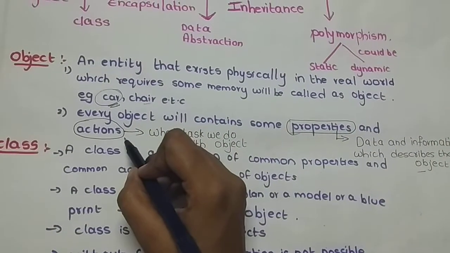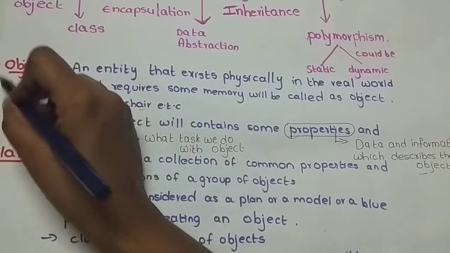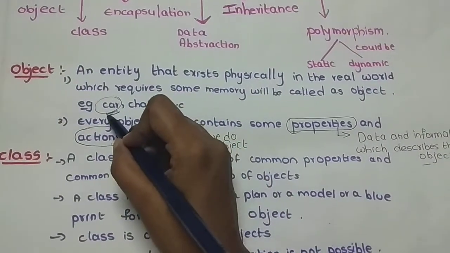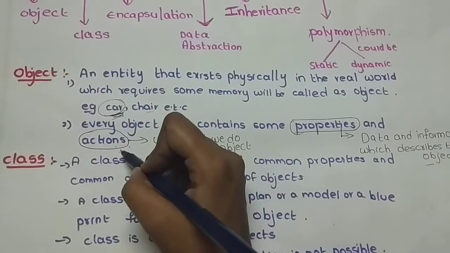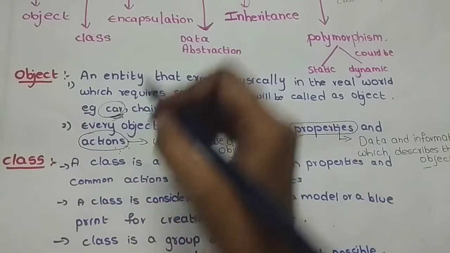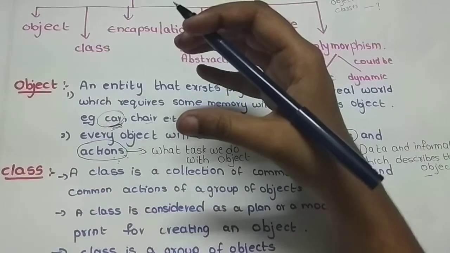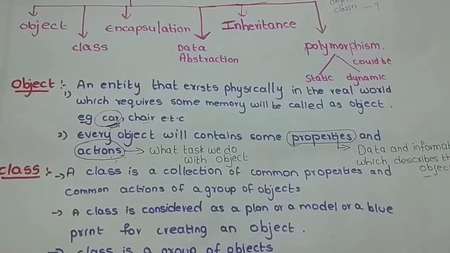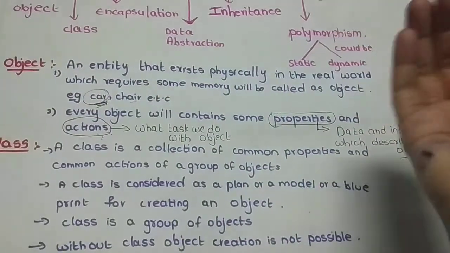Actions are the tasks or operations performed by the objects. For example, with the same car, the action of the car is riding the car, or we can open the door of the car, close the door of the car, etc. All actions regarding the object come under actions.